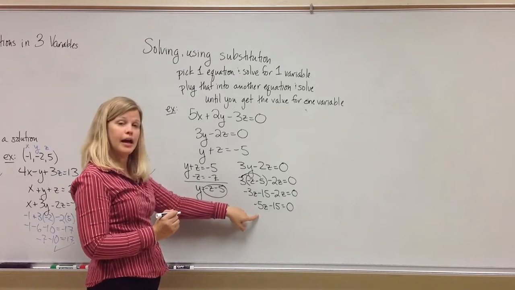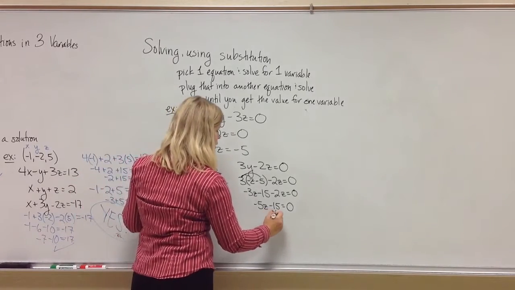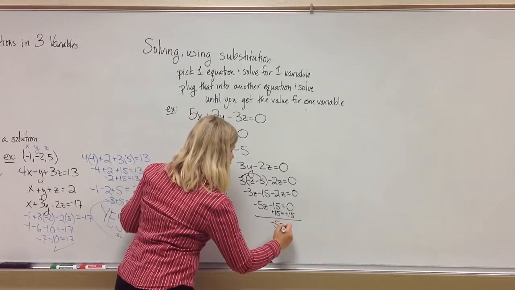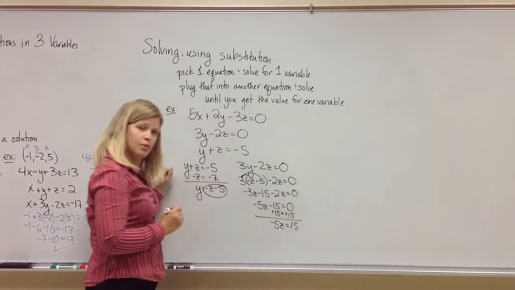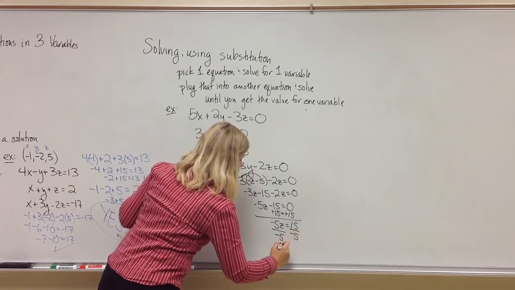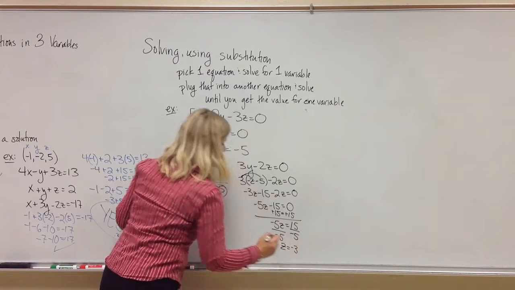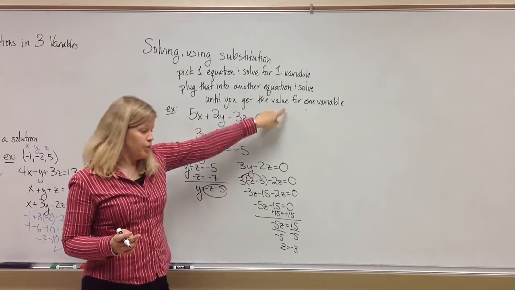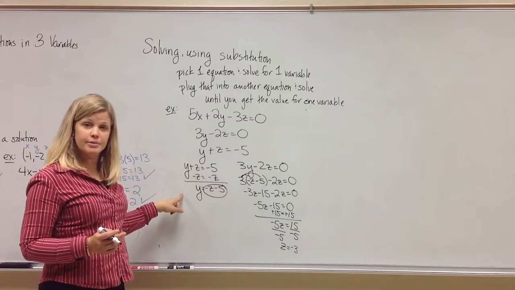Okay, what should we do next to solve for z? Well, this is just plain old algebra. You all are getting really good at this. So negative 5z equals 15. What would we do next? Oh, you divide by negative 5, and you get z equals negative 3. Excellent! We get the value for one variable. So now we can start plugging things back in.